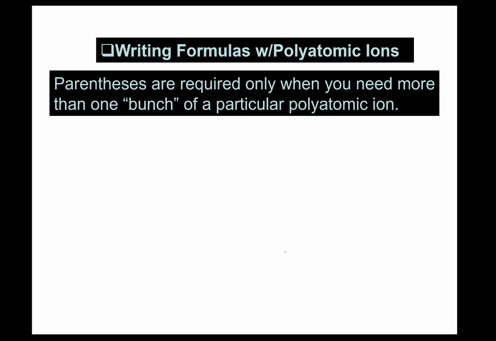So how do we write formulas with polyatomic ions? Keep in mind that parentheses are required when you need more than one bunch of a particular polyatomic ion. If you don't need more than one, you must not put parentheses. So let's look at barium ion, and this is the sulfate ion. So we see that barium has a 2+ charge and the sulfate has a 2- charge. So we need one barium for every one sulfate.